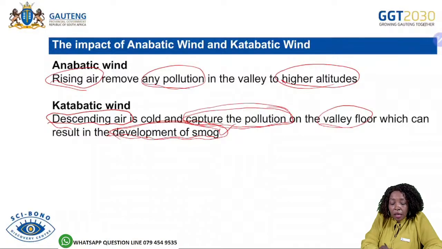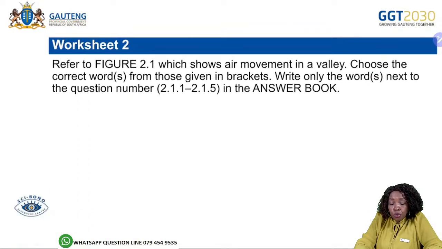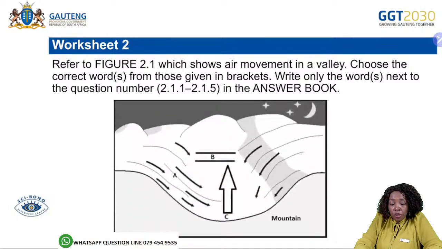So the form of precipitation that would form as a result of the cold air that is descending then gets mixed up into the pollution that we find in the valley floor, results in the development of smoke. So that is how it has impact onto the humans. It affects humans in that particular fashion.